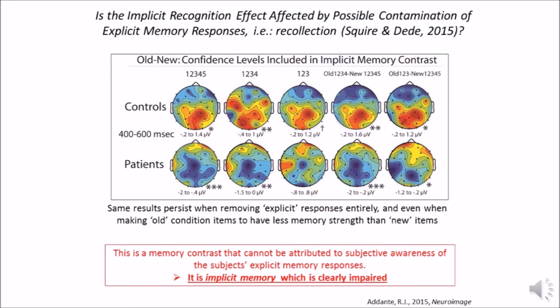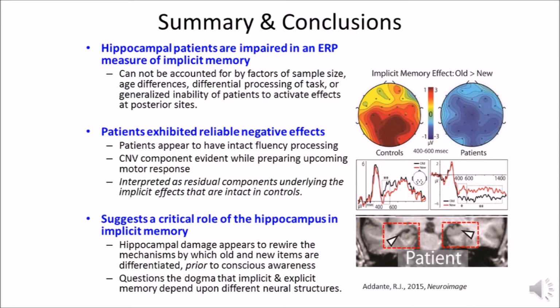And we can prove very reliably that it is absolutely not due to explicit memory contamination, and it's a truly pure measure of something that is unavailable to conscious awareness. If you were philosophers, you might say, well, we don't know if there's really consciousness that exists, but I can tell you this isn't available to conscious awareness. And so we know that pretty reliably. It is implicit memory, and it is impaired in patients with a hippocampus. So what that tells us is that they are impaired. It's not accountable by factors of sample size, age differences, processing task, anything else.